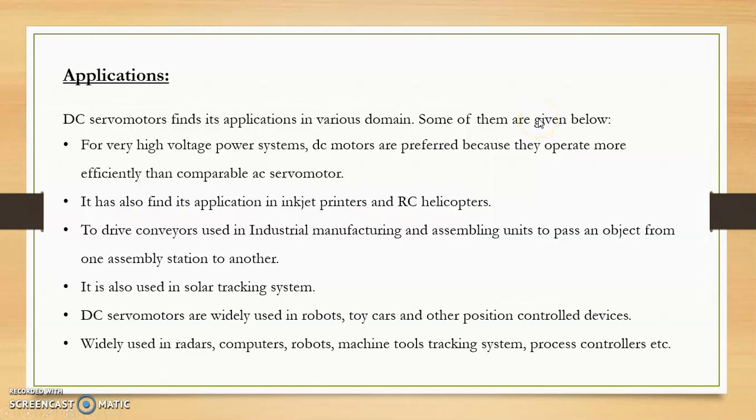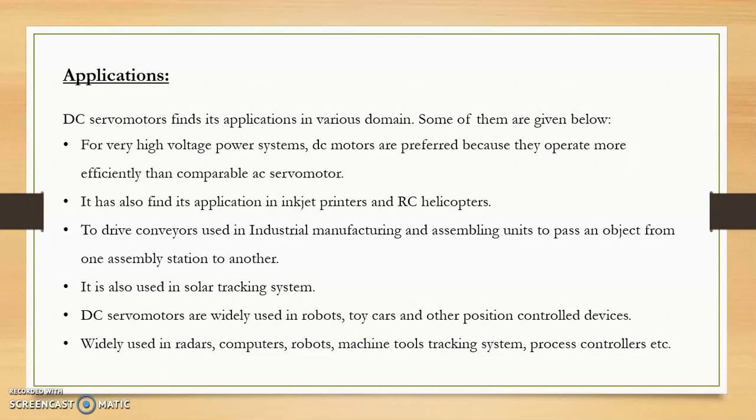And some of the major applications of DC machines are the DC servo machine, which is a feedback control system. It is widely used in inkjet printers or RC helicopters, and to drive the conveyors used in industrial manufacturing or some CNC machine applications, we prefer this DC servo. It is also used in solar tracking. Mostly in low cost applications, we prefer a stepper motor for solar tracking or solar angle controlling systems. We can also prefer some servo system.